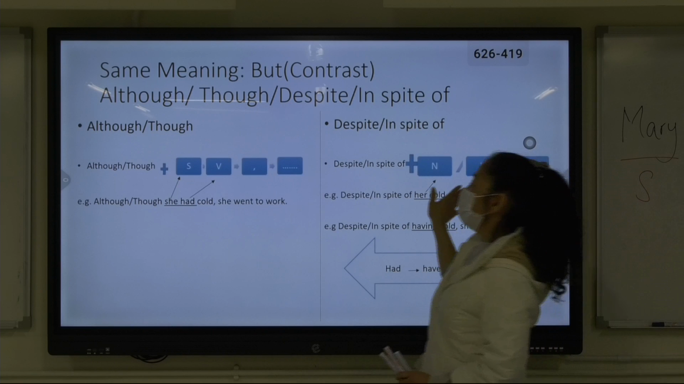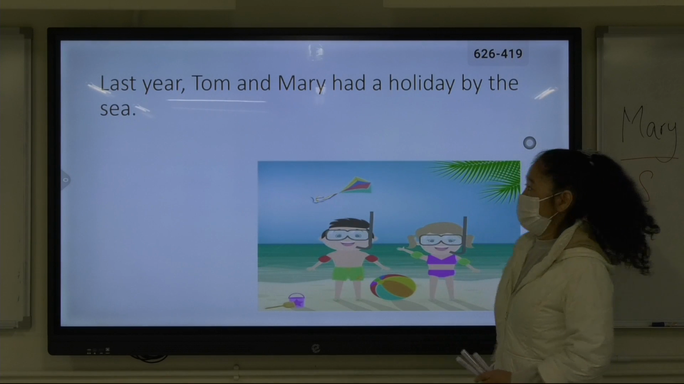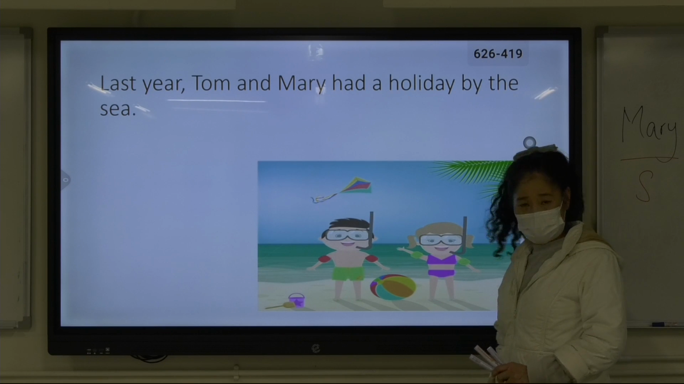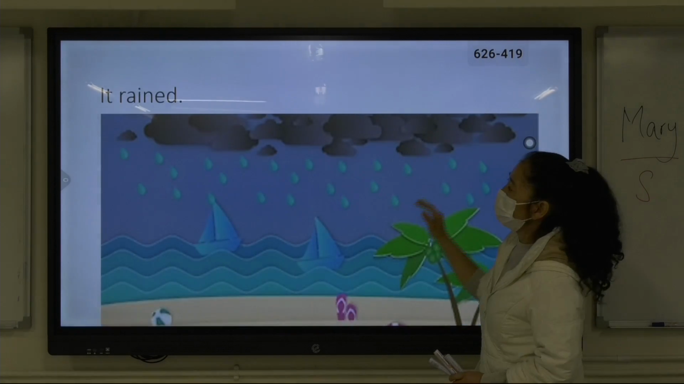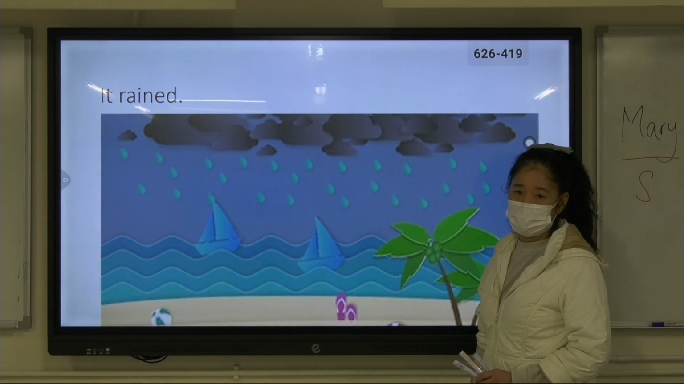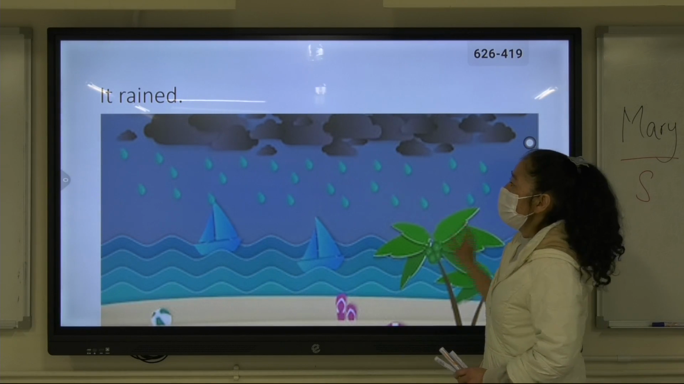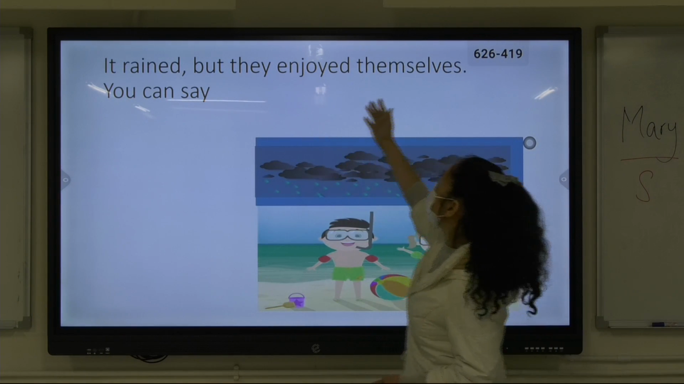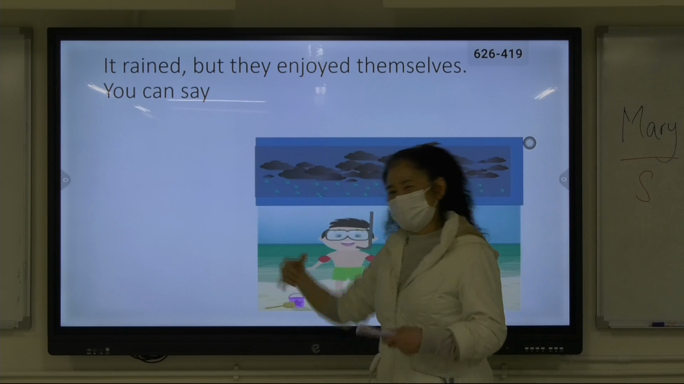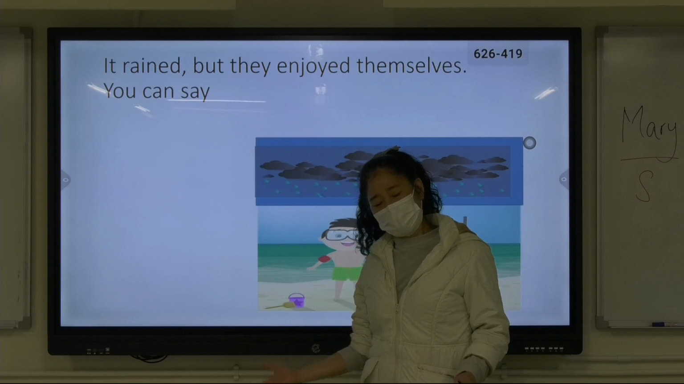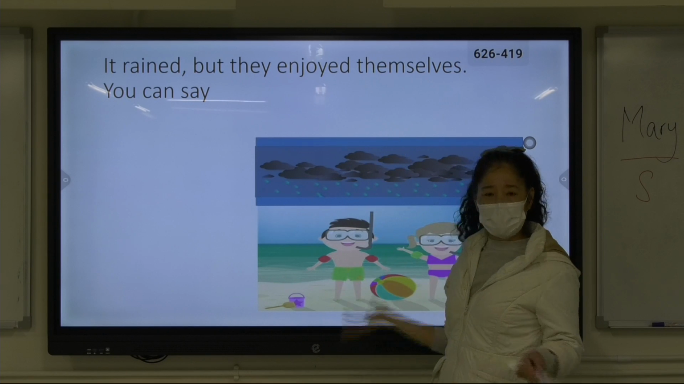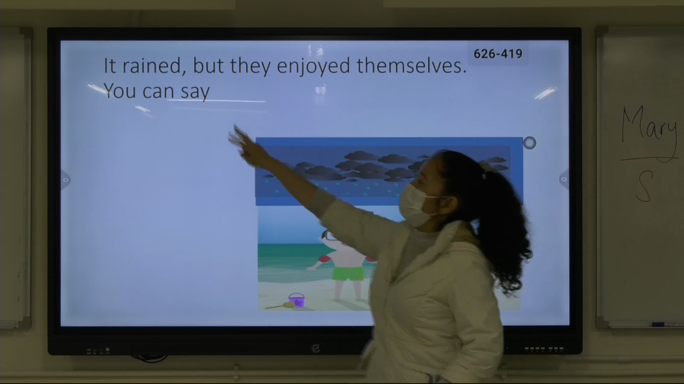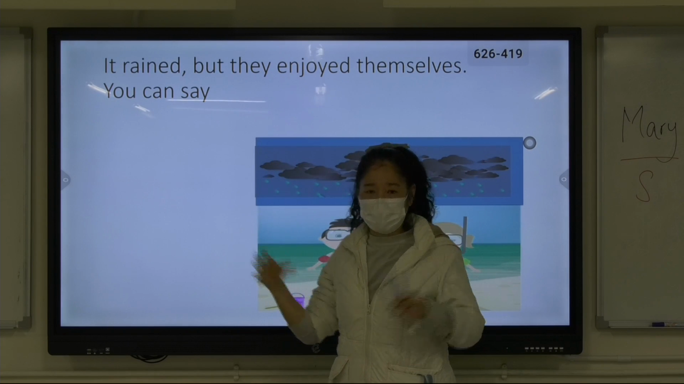All right, now let's look at a case. Last year, Tom and Mary had a holiday. So happy, right? It rained. So sad. It rained, but they enjoyed themselves. Rain, sad things, not happy, unlucky. They enjoyed themselves. Happy, it's good things, all right? So how can we bring these two contrast ideas together?